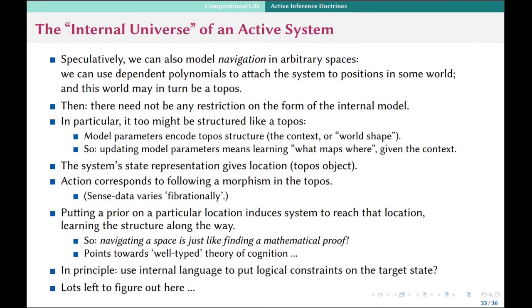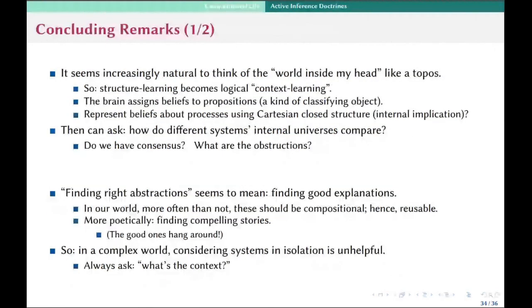So I will wrap up at this point. It seems increasingly natural to me to think of the world inside my own head like a topos. Structure learning, finding abstractions, becomes kind of like logical context learning. My brain seems to assign beliefs to propositions. It acts like a kind of classifying object. And we could represent beliefs about processes using the internal Cartesian closed structure.